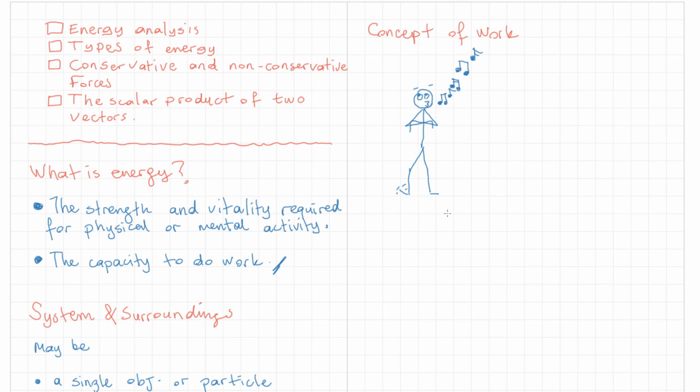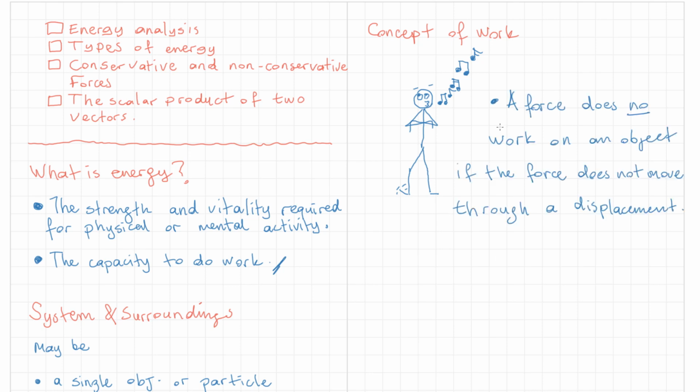And imagine you stood there for an hour, and during that time, your muscles provided support for your body, and you crossed your arms for an hour. Again, the muscles in your arm also provided support for your arms to stay crossed. You may think that my muscles have done some serious work on my arms. Similarly, my leg muscles have done a considerable amount of work on my body. But in physics, that's not the case. In physics, a force does no work on an object if the force doesn't move through a displacement.